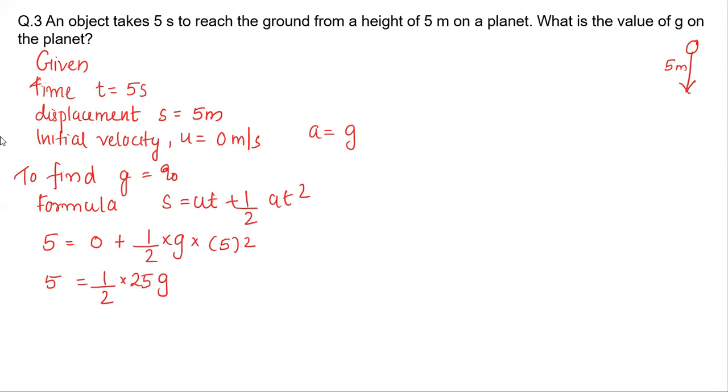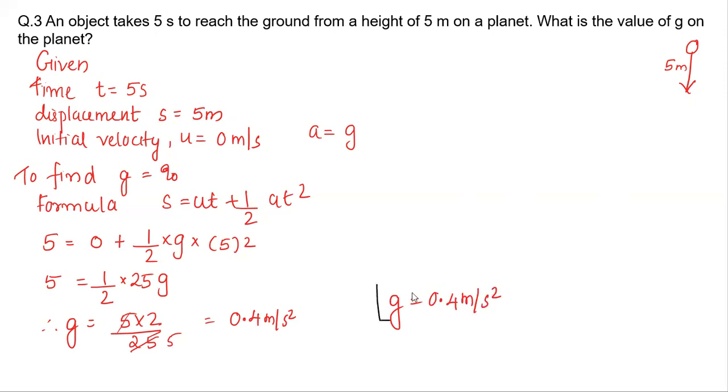Cross multiply. We want G. Therefore, G is equal to 5 into 2 upon 25. 5 and 25 will get cancelled. 5 5s are 25. We got 2 upon 5. What is 2 divided by 5? 0.4 meter per second square. So we got G is equal to 0.4 meter per second square. This is the value of G on the planet. Is that clear?